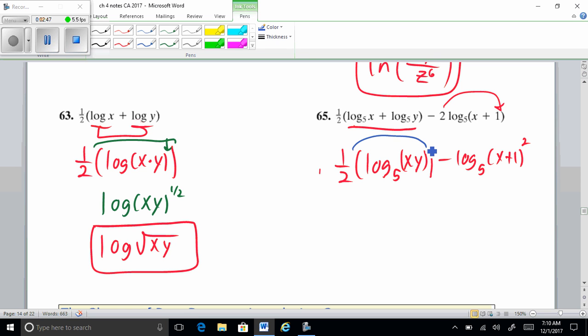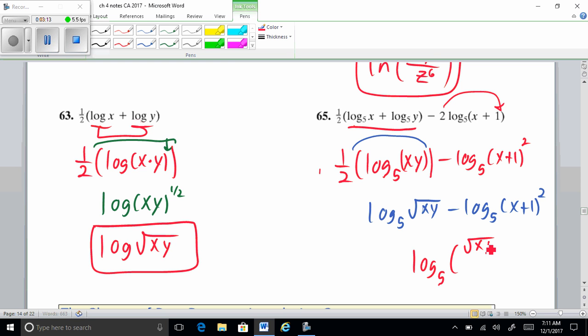And so basically you can see that you're going to get the same thing as on 63. So I'm going to go ahead and write this as log base 5 of the square root of xy, because it's going to be the same thing that we just saw on that previous problem. Then minus log base 5 of x plus 1 squared. And then now we'll bring these 2 logs together as a single log. So this is going to be log base 5, and so you're going to have the square root of xy on top, and then all over x plus 1 squared on bottom. And there we go.